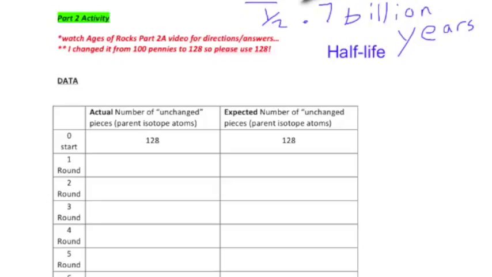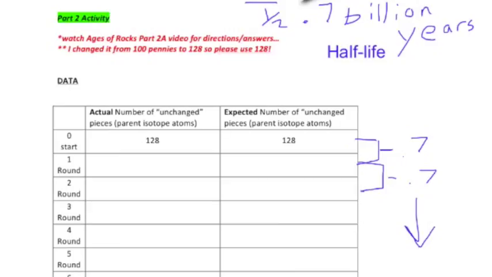U is the symbol for uranium. 235 is the number of protons and neutrons of this isotope. Pb is the symbol for lead. 207 is the number of protons and neutrons again. So every round, starting with round 0, or the time at which the igneous rock initially formed, as we go from round 0 to round 1, 0.7 billion years go by. And as we go from round 1 to round 2, another 0.7 billion years, and so on, all the way down through this process.